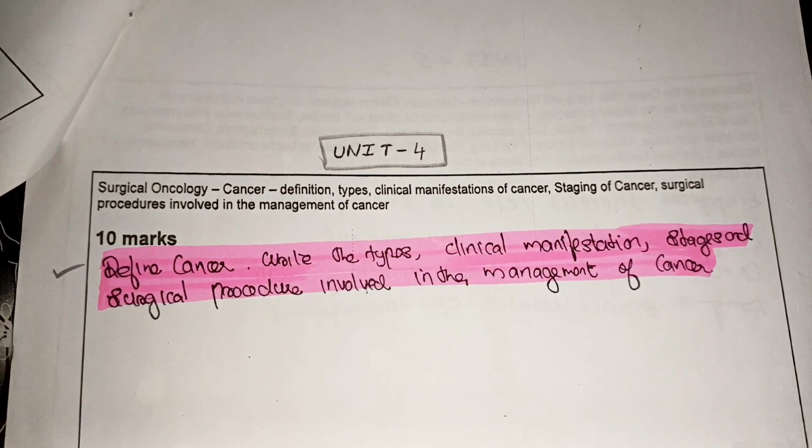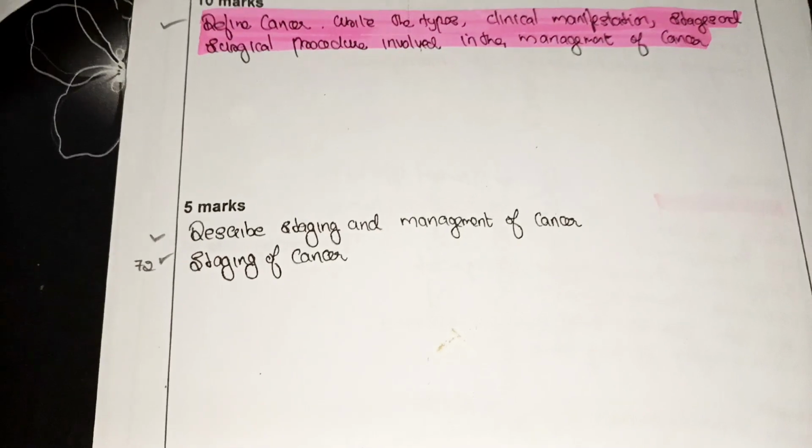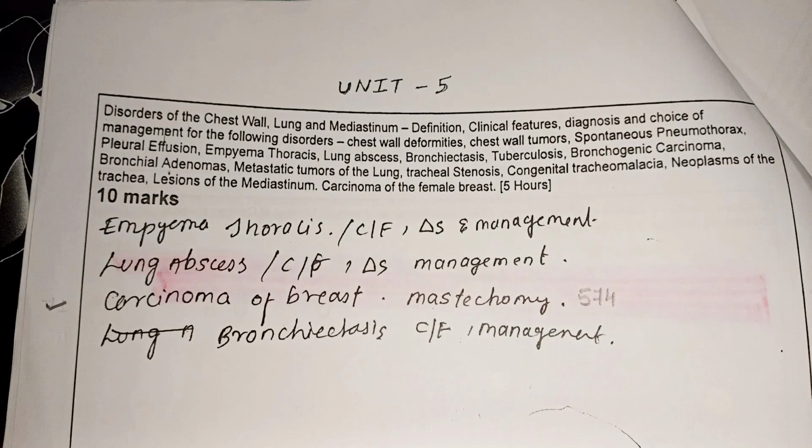Now coming to the next chapter, that is surgical oncology. In this, the important 10-mark question is define cancer, write the types, clinical manifestations, stages, and surgical procedures involved in management of cancer. Now coming to the important 5 marks, the first one, describe staging and management of cancer. Second one, staging of cancer. And in 3 marks, we have only one question, that is TNM classification of cancer.